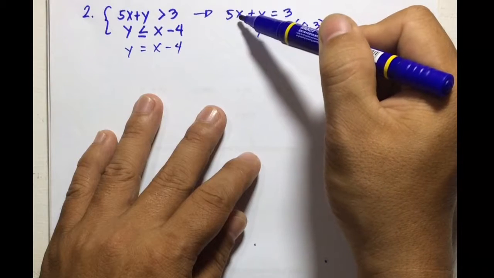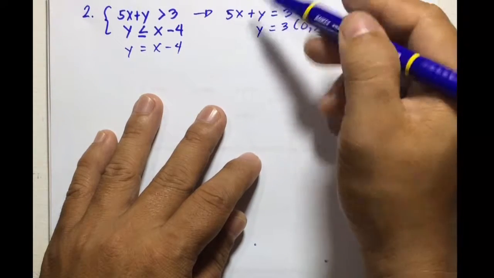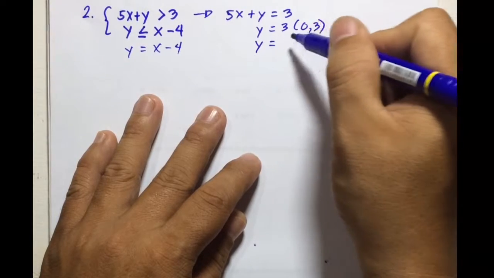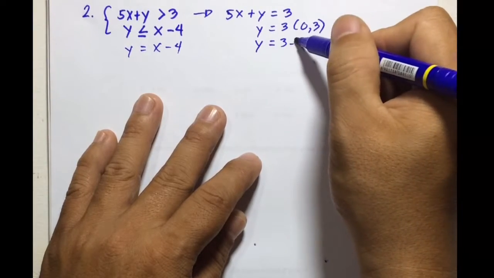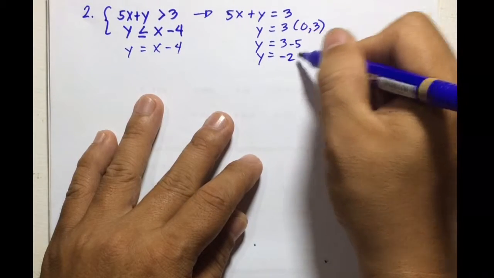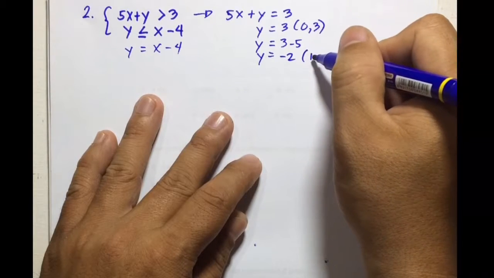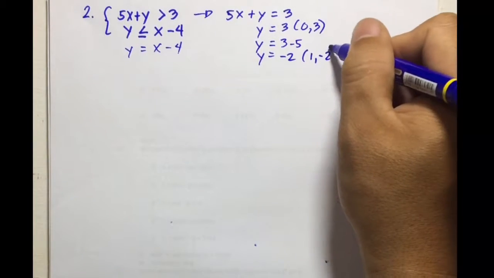And if we let x equal 1 here, so 5 times 1 is 5. So we're going to have y equals 3 minus 5, and y here is equal to negative 2. So the second point here will be (1, -2).